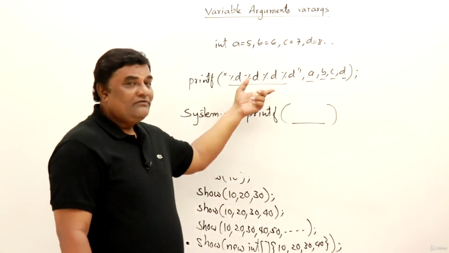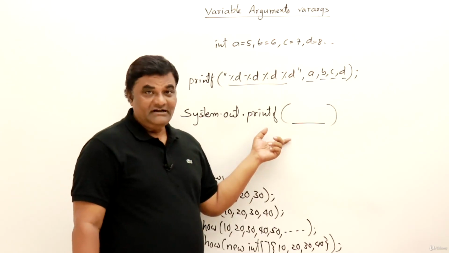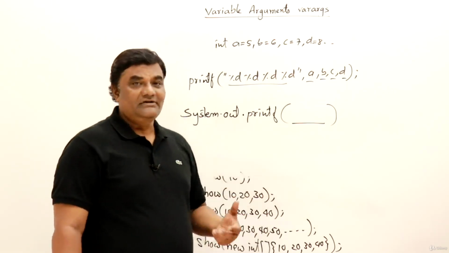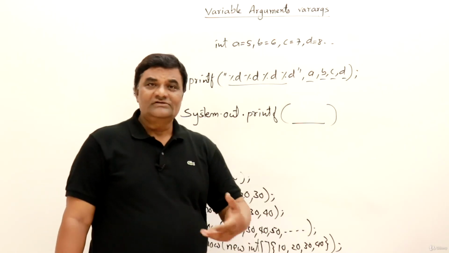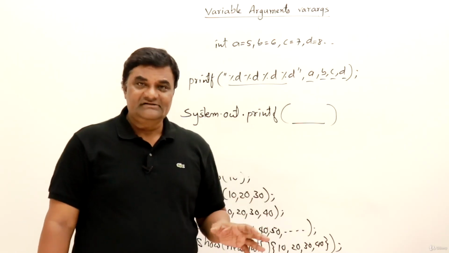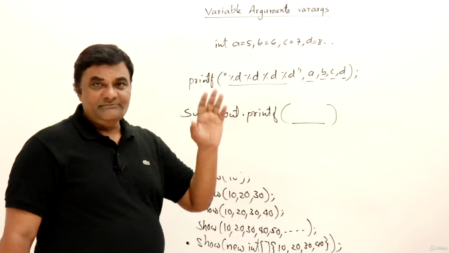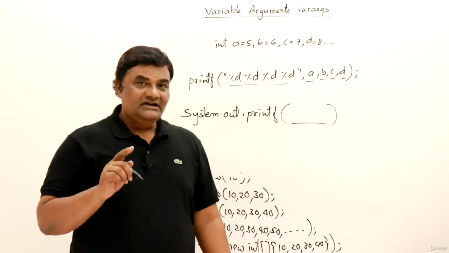So as this printf allows variable arguments, so this should also allow variable arguments. So that is the reason Java started supporting variable arguments, and it's a very powerful feature that allows a programmer to write generalized methods for various number of arguments. So that's all about variable arguments.